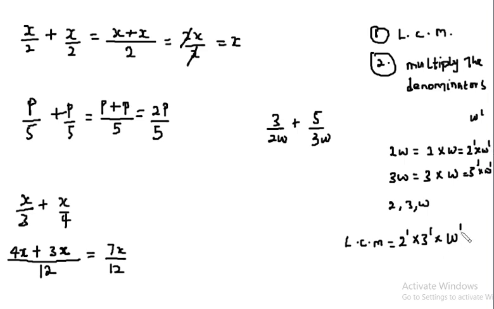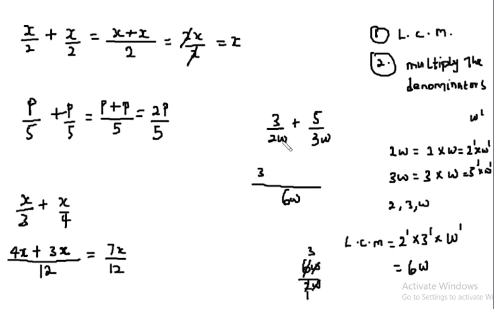So this is w to the power of 1. And then this is equal to 2 times 3 times w, which is 6w. So the LCM of both of these is 6w. So here we have 6w, and then 6w divided by 2w, we have w cancelling w. 2 here is 3, 2 here is 1.